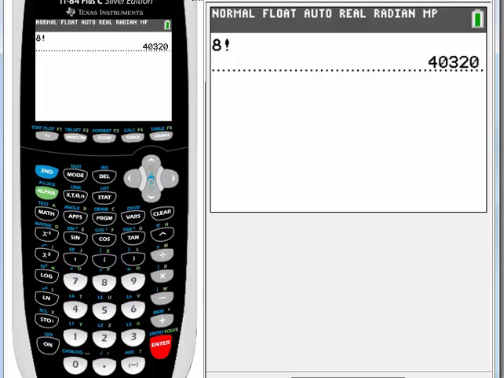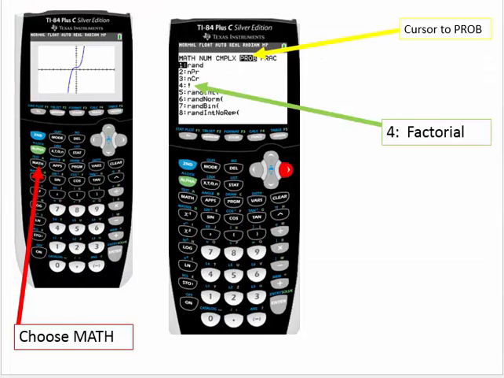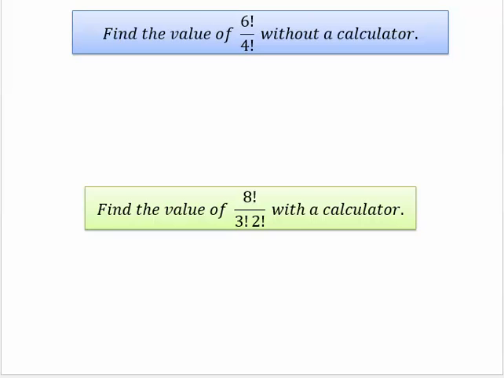Okay, let's go back to the PowerPoint. I think we have one more slide. Find the value of 6 factorial divided by 4 factorial without a calculator. This is definitely leading into the next section on combinations and permutations, and there's a shortcut on how to do these. So if you take a look at this shortcut, that's 6 factorial, and we're supposed to divide it by 4 factorial. I bet you see what happens here.